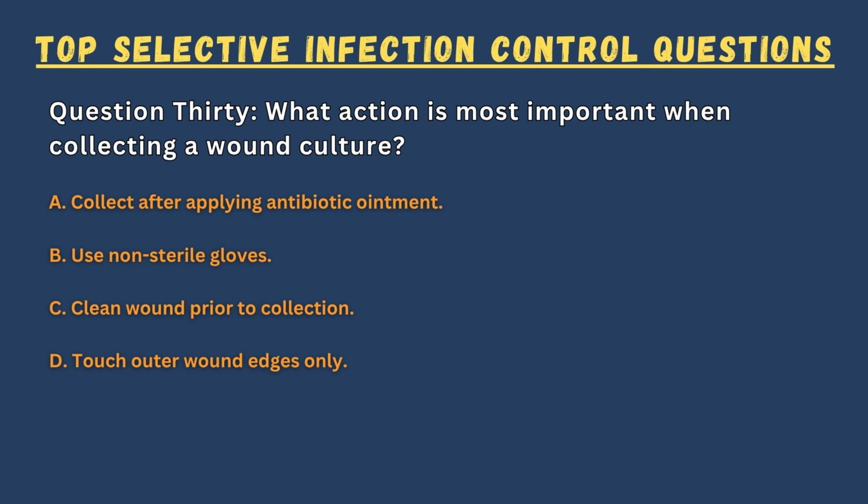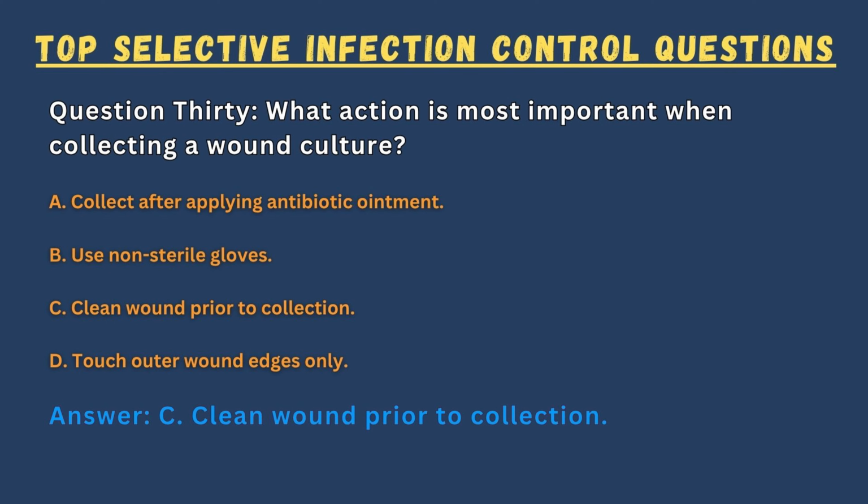Question 30. What action is most important when collecting a wound culture? A. Collect after applying antibiotic ointment. B. Use non-sterile gloves. C. Clean wound prior to collection. D. Touch outer wound edges only. Answer: C. Clean wound prior to collection.